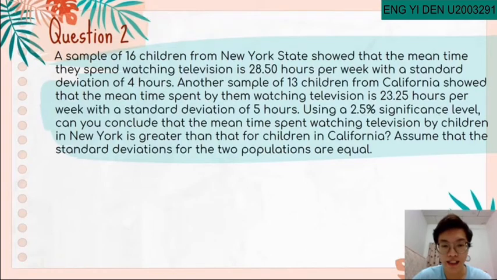So hi everyone, I'm Eden and I will continue question 2. A sample of 16 children from New York State showed that the mean time they spend watching television is 28.5 hours per week with a standard deviation of 4 hours. Another sample of 13 children from California showed that the mean time they spend watching television is 23.25 hours per week with a standard deviation of 5 hours. Using a 2.5% significance level, can we conclude that the mean time spent watching television by children in New York is greater than that for children in California? Assume that the standard deviations for the two populations are equal.